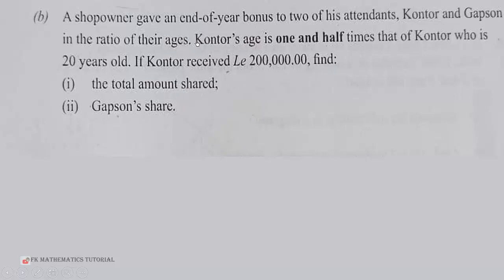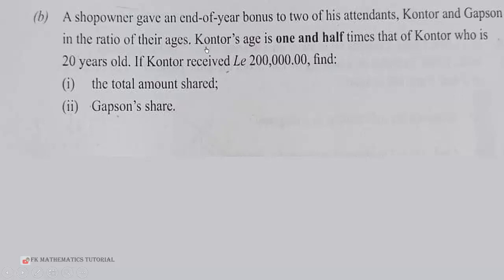So let's assume that this is Grabson's age because they repeated it. Perhaps this should have been Grabson. So let's say this is Grabson's age. So Grabson's age is 1.5 times that of Contour. So it's a typing error here. So let's assume that that is the correct thing.